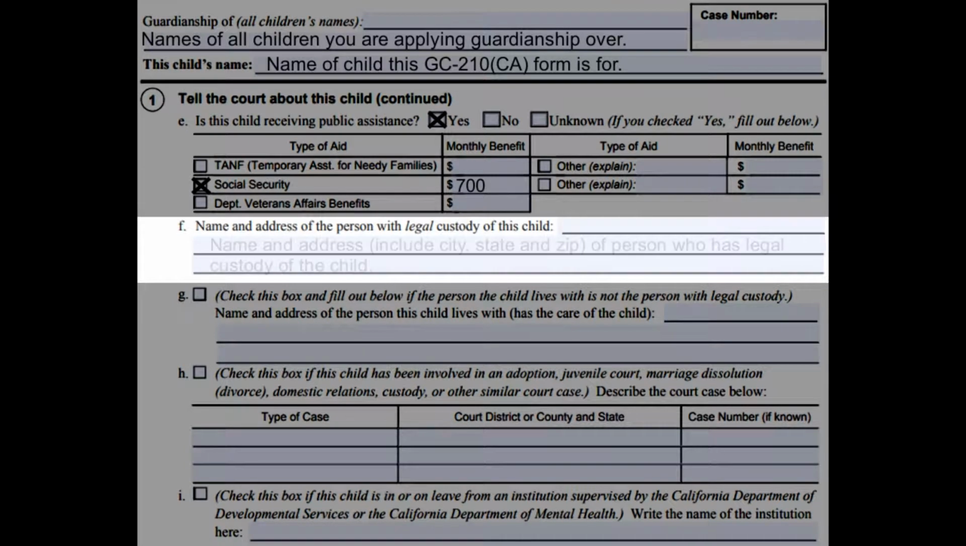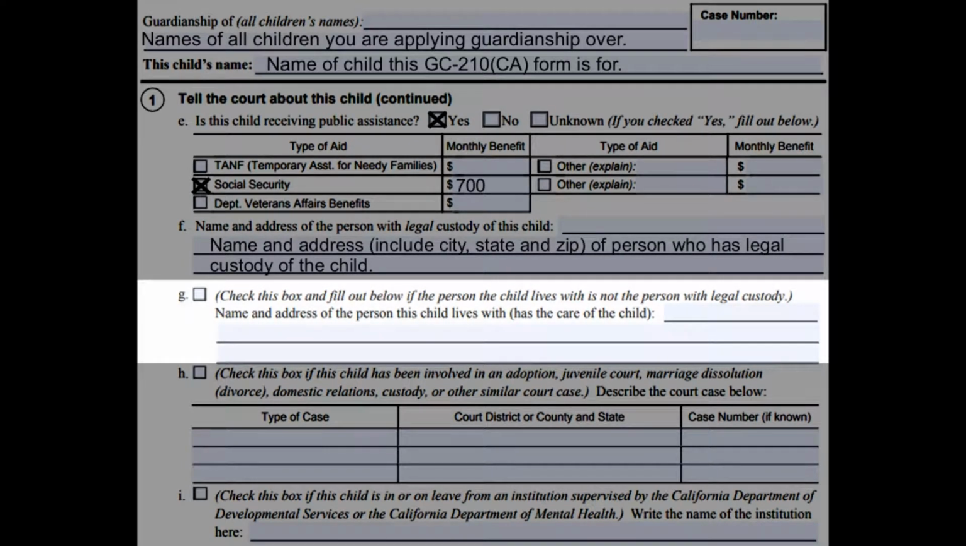On letter F, write down the name and address of the person with legal custody of the child. If the child lives with someone other than the person who has legal custody of the child, check letter G and write down the name and address of the person the child lives with.